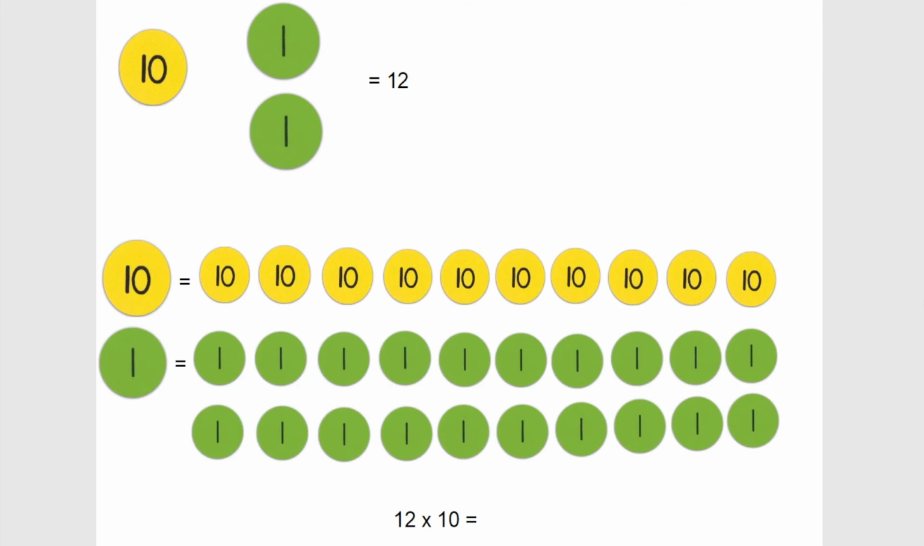Look at my counters. I've multiplied my 10 by 10. And I've multiplied my 2 ones, my 2 by 10. Can you work out the total? Jot it down on your paper. When you've done that, hold it up to your screen. You never know, I might be watching.